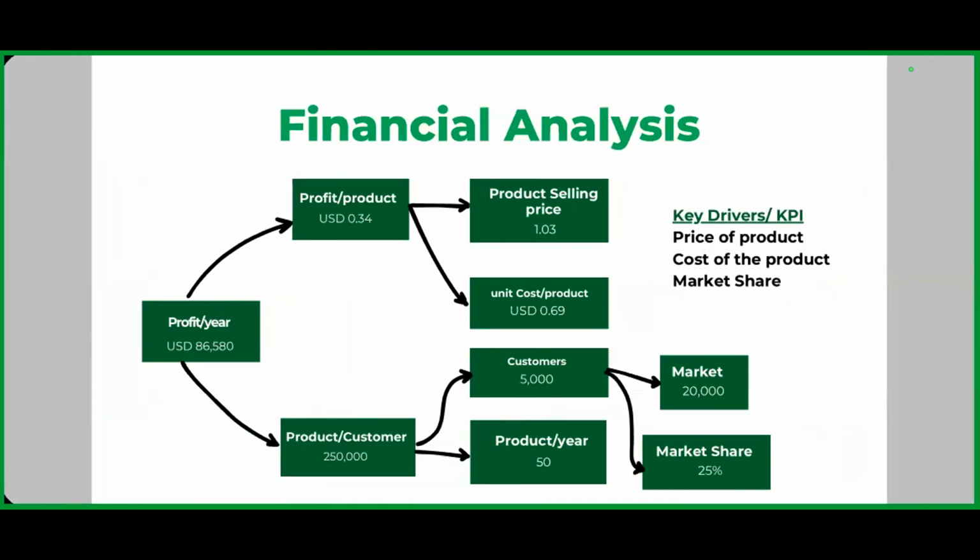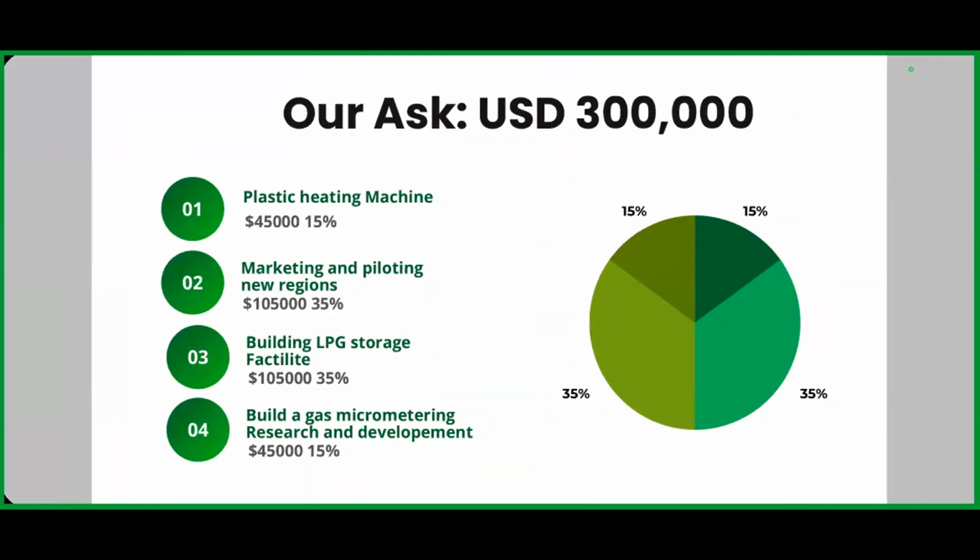For our financials at Chuka Ventures, we are targeting to make 86,000 USD a year, with a market share of 25% over a market of 20,000, with our key drivers being the price of the product, cost of the product, and market share. Currently, Chuka Ventures is facing a challenge of meeting a growing demand due to limited production capacity.